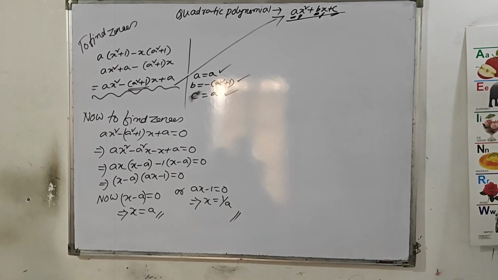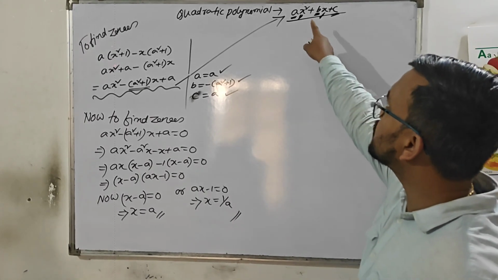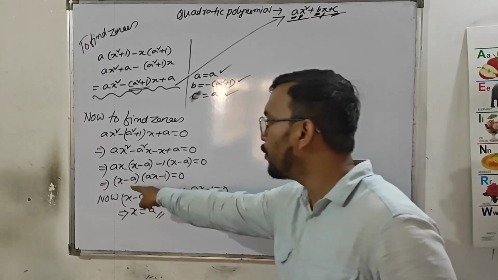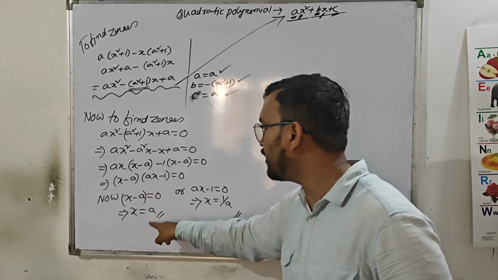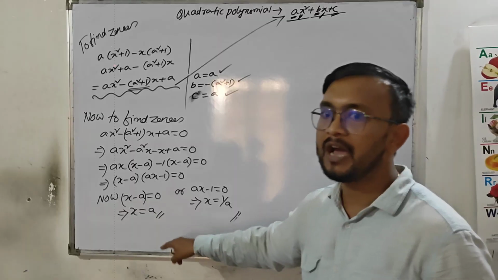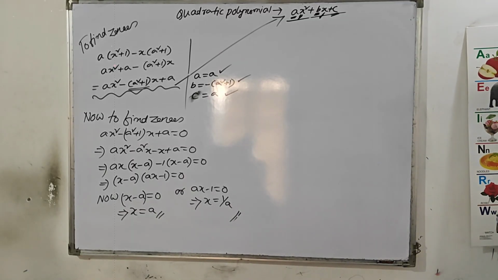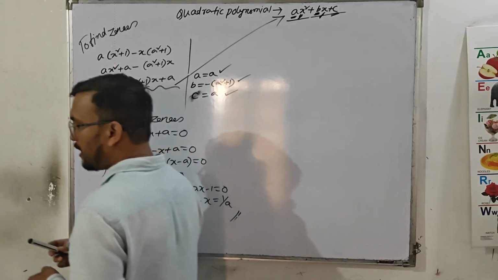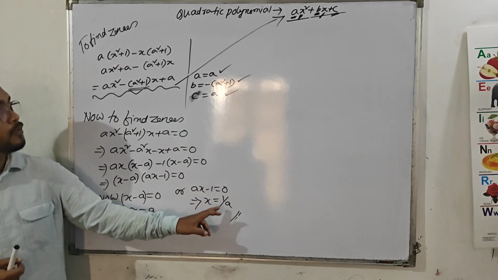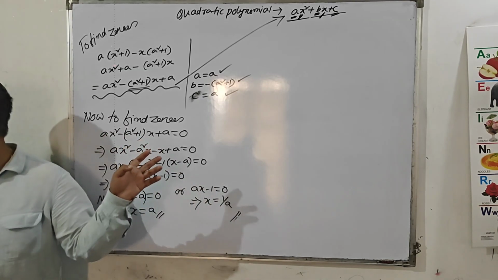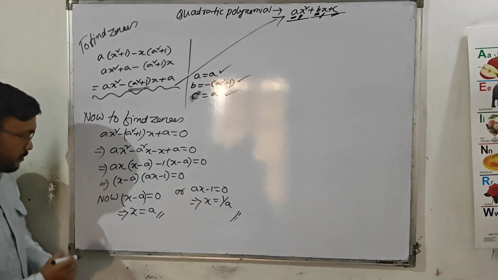Already I told you many times that for a quadratic polynomial the degree is 2 and that is why we are getting two factors. From two factors I am getting two values of zeros. I just hope you can remember what is the meaning of zeros of a polynomial. Zeros of a polynomial means those particular value or values of x for which entire polynomial becomes 0. Class 9 you have studied.